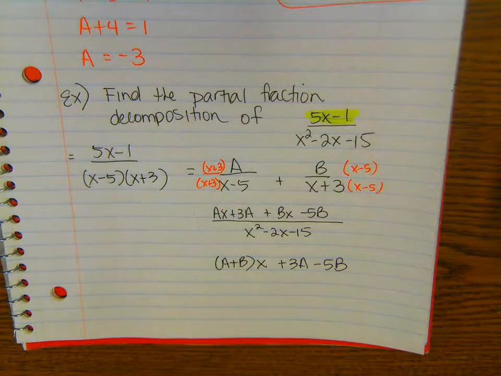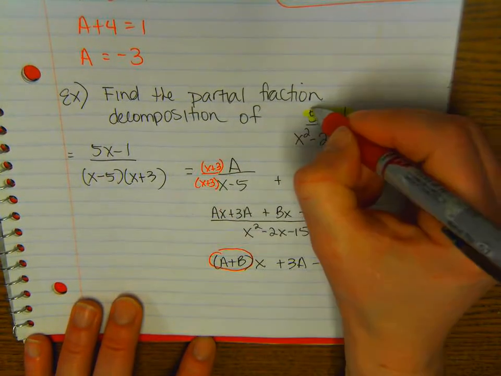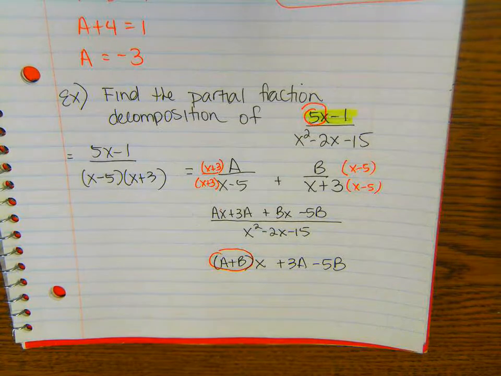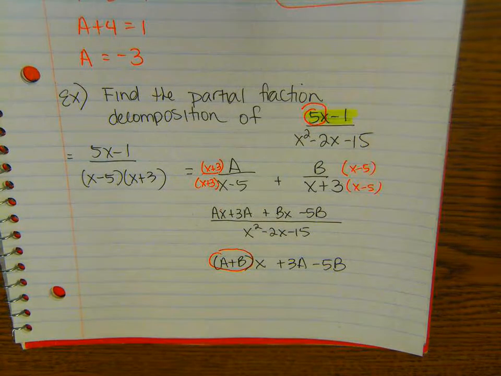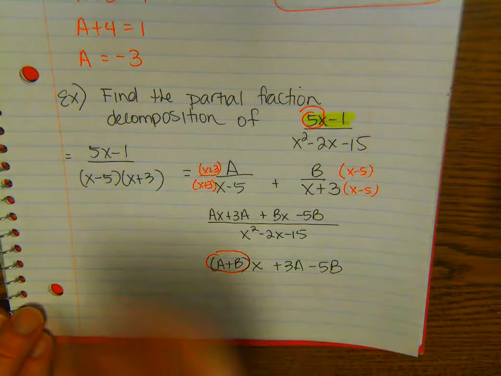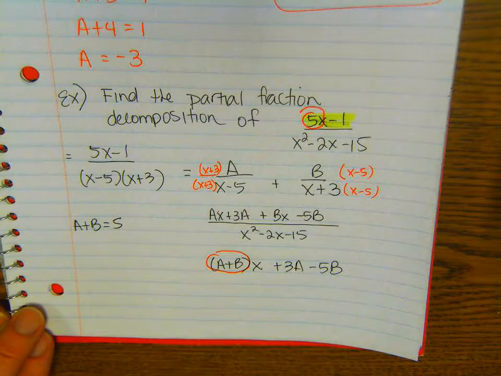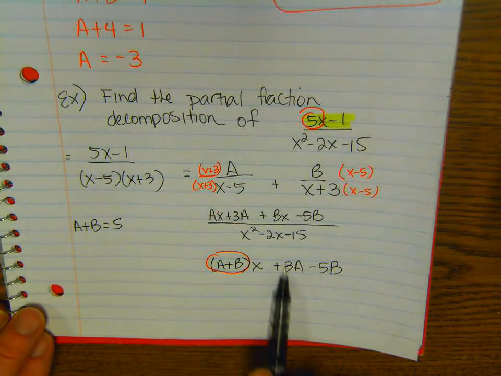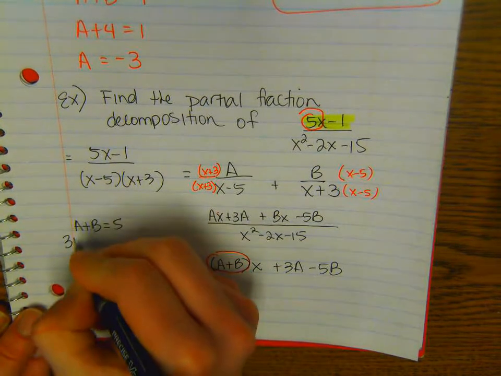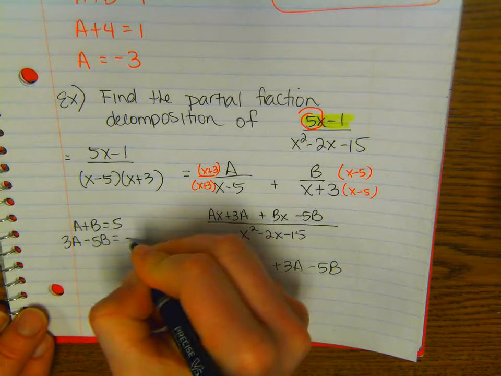So I take what's in front of x here, and I look what's in front of x here, and I write an equation. So what could I write? Good. A plus B equals 5. And then I see I have some stuff left, and I set it equal to the constant term. So 3A minus 5B equals -1.